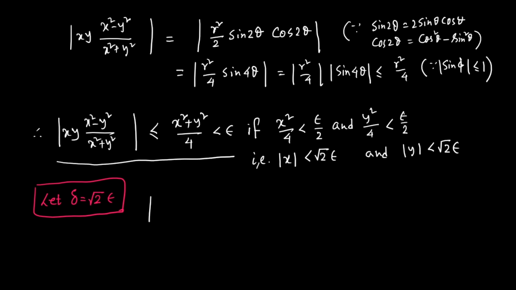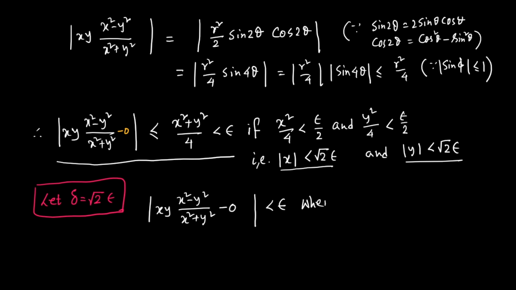This part can be written as mod of xy into x square minus y square divided by x square plus y square. So you can very easily understand this can be written as minus 0. So if I write this minus 0 less than epsilon, if these two conditions are true, that means I can write less than epsilon whenever mod x less than root 2 epsilon.